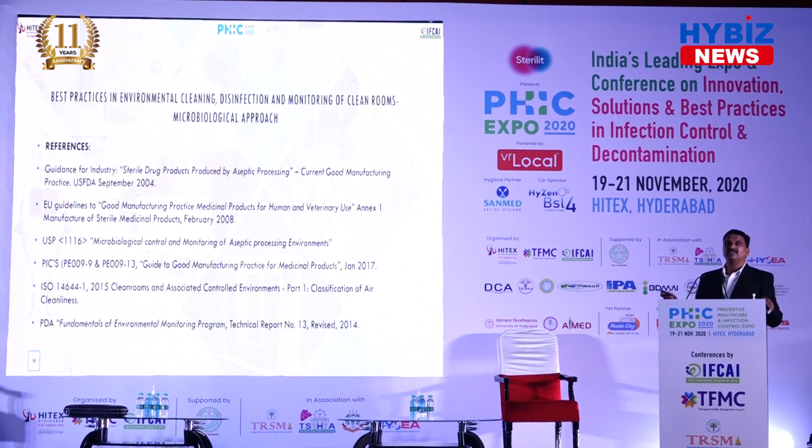And these are some of the guidelines. These are the guidelines for good manufacturing practices of clean rooms.